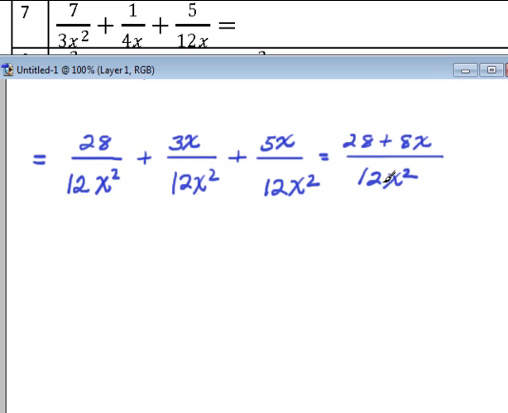Now notice that everything in the numerator and denominator is divisible by 4. So we might as well divide top and bottom by 4. So here we have 7 plus, divide the 8x by 4, that's 2x. And divide the denominator by 4, and we have a 3x squared. Okay, so that's number 7 reduced.